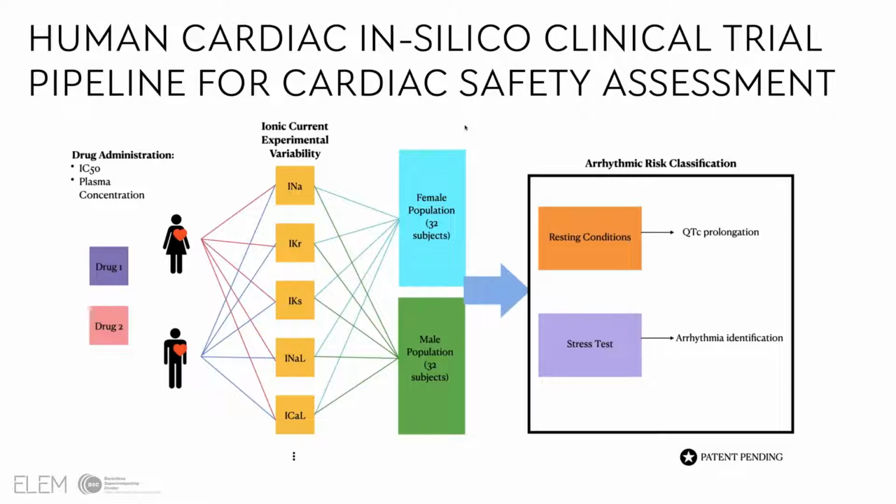We created a population using our database. We created a female population and a male population, distributed by changing some parameters in order to produce a population with a statistically meaningful makeup. We created this population of 64, and we ran different conditions in a stress test to identify the arrhythmia, or in resting condition to study the morphology of the electrocardiogram.